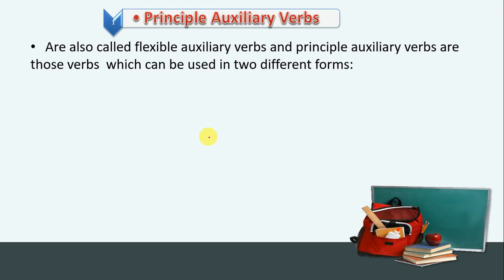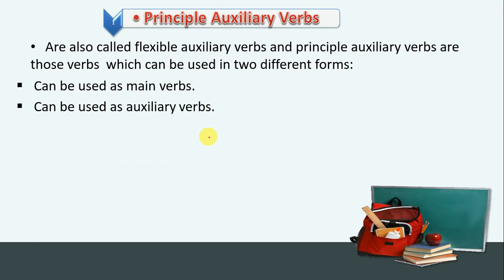Principal auxiliary verbs are verbs that are used in two different ways in a sentence. One, they can be used as a main verb, and they can also be used as an auxiliary verb, right? Let's start now. How, or where, are they used as a main verb, and how and where are they used as an auxiliary verb?